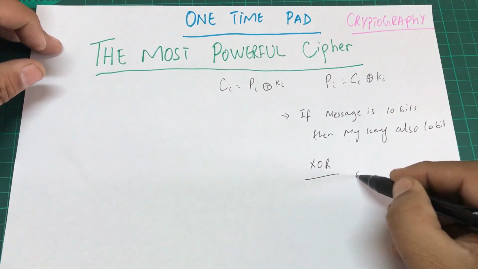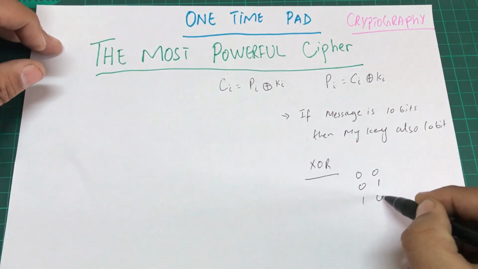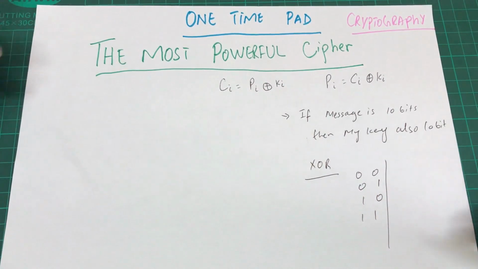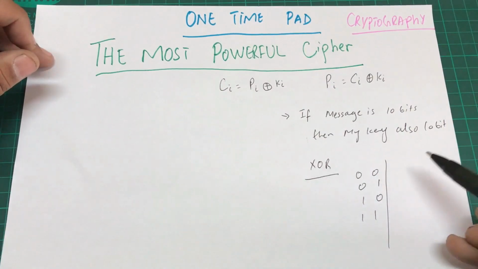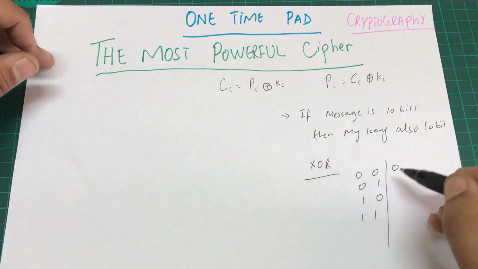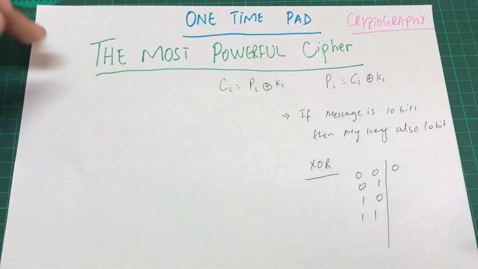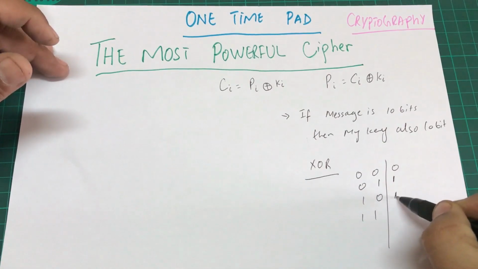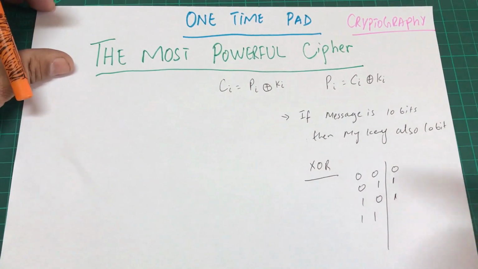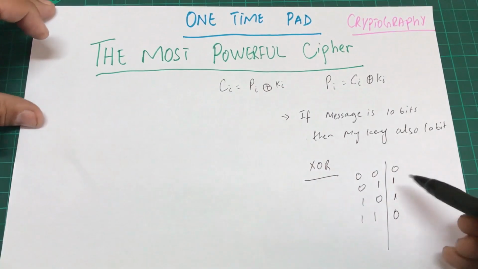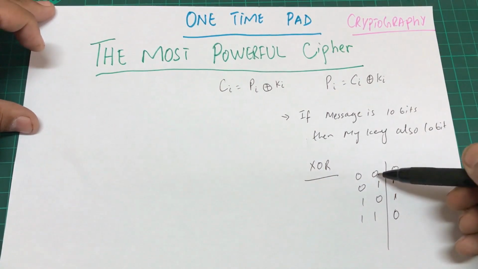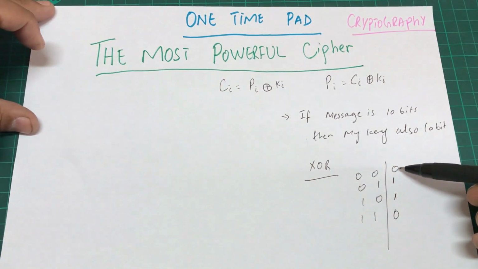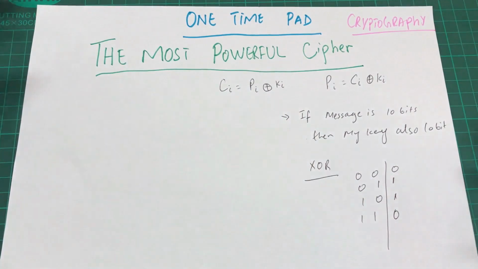Let's look at a 2-bit table: 00, 01, 10, 11. What is the output, guys? Using modular 2 arithmetic, 0 plus 0 is 0, 0 mod 2 is 0; 0 plus 1 is 1, 1 mod 2 is 1; 1 plus 0 is 1, 1 mod 2 is 1; 1 plus 1 is 2, 2 mod 2 is 0. So with just 2 bits and a truth table, I can already see the outputs of zeros and ones are 50% each, which means the output is random.